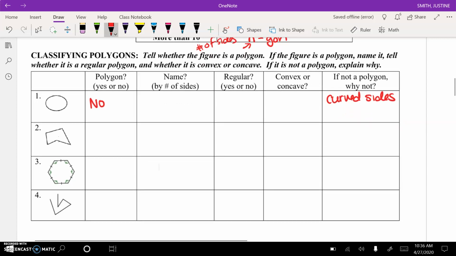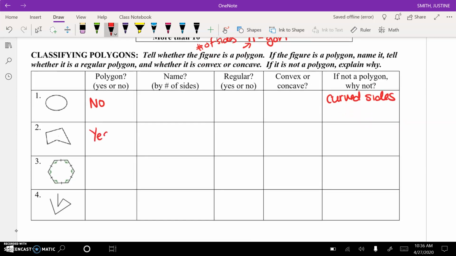Number 2, it is a polygon. Named by the number of sides, it has 1, 2, 3, 4, 5 sides, which would make it a pentagon. Regular? It would not be regular, right? The sides and angles are not the same, so it's not regular. And this one would be concave, right? See how it caves in here? If I were to draw a segment connecting two points, here it's outside of the polygon, so this is concave because it's caving in.